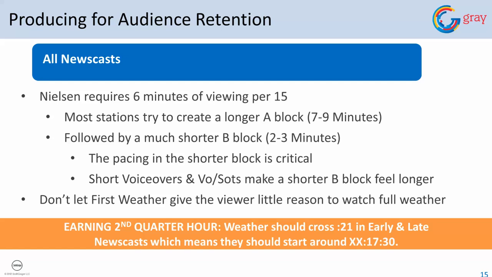So Nielsen, as we talked about, requires 5 minutes for a 15-minute viewing block. Most stations try to create a longer A block, right? So they're going to want to have a 7 to 9 minute block followed by a much shorter block. That pacing in the shorter block is really critical.